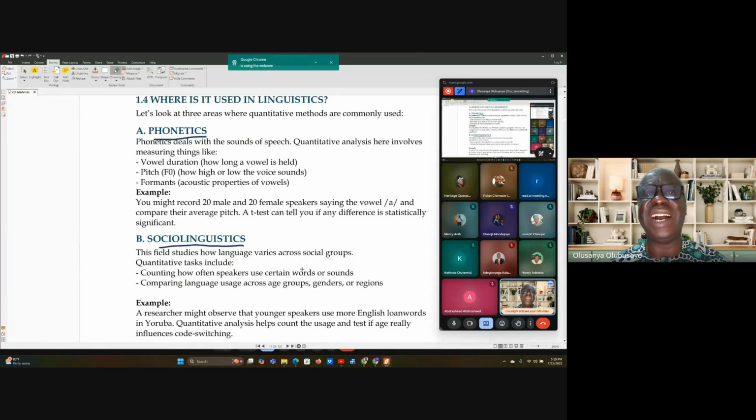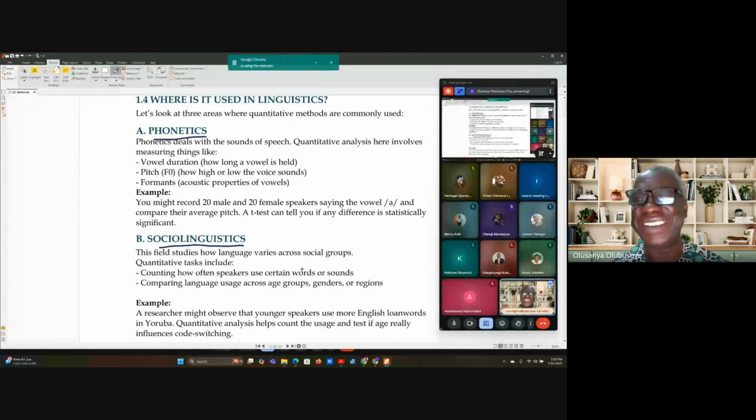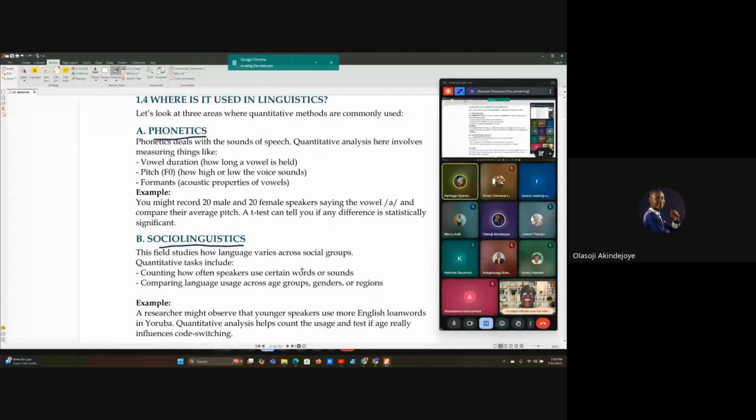Excellent. Now we can apply quantitative analysis in this area of linguistics, and I have examples here. You could apply it to vowel duration, which is about trying to learn how long a vowel is held. You know the vowels. Am I correct? Yes, sir.